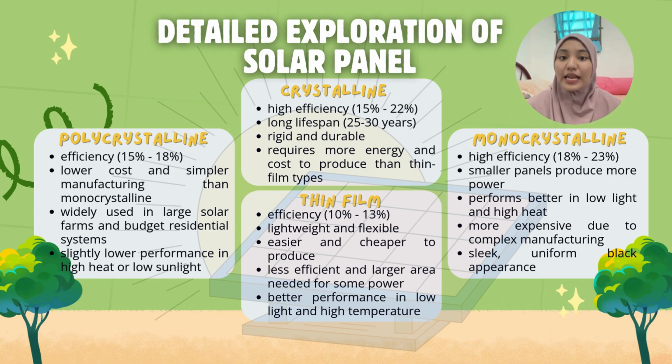Lastly, we have thin film solar cells, which are quite different from silicon-based cells. These are made by depositing thin layers of photovoltaic materials like cadmium telluride or CIGS onto glass, plastic, or metal. They are lightweight, flexible, and cheaper to produce. However, they have lower efficiency, typically around 10 to 13%, and require more surface area for the same power output.